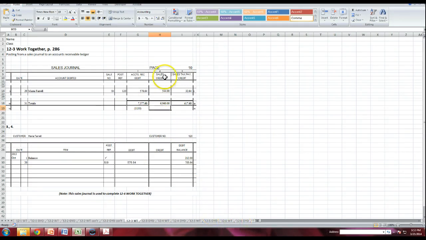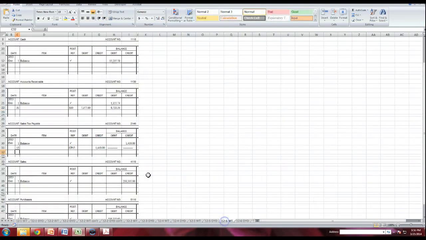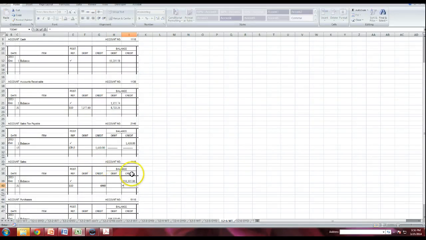Okay, so we want to go to our sales account, and it's going to be a credit. So let's find our sales account. It's right here. So first thing we do the date. Next thing we do the journal page it came from, which is the sales journal page 10. It is a credit for $69.60. We're going to calculate our new balance. Equal sign. We add 2 credits. Click the first one. Click the plus sign. Click the second one. Enter.